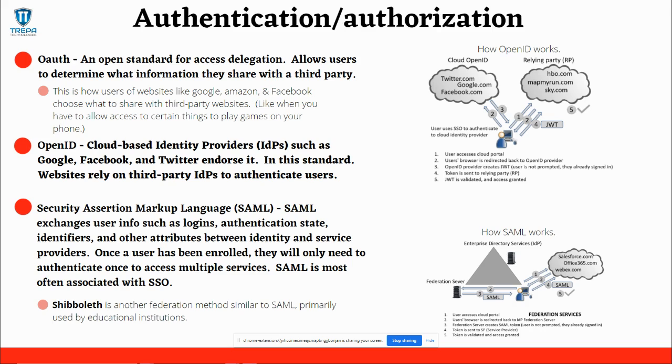So OpenID is going to be the most common one we see nowadays being used. If you log into a site using Google, Facebook, or Twitter, or Amazon, whatever it may be, more than likely you're using OpenID as the protocol or the federation service, right? Because these are all federation protocols or services.